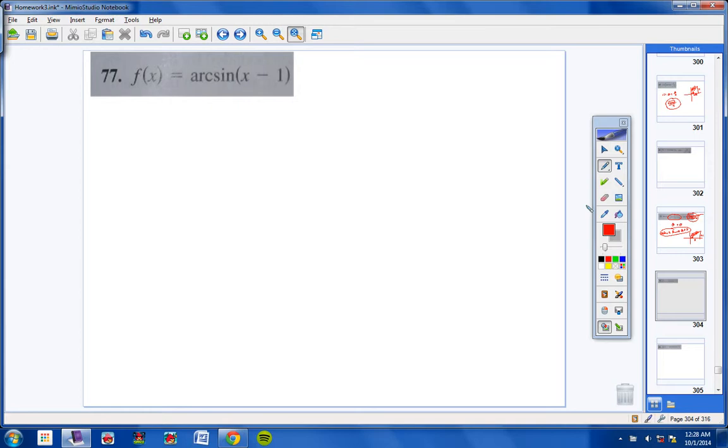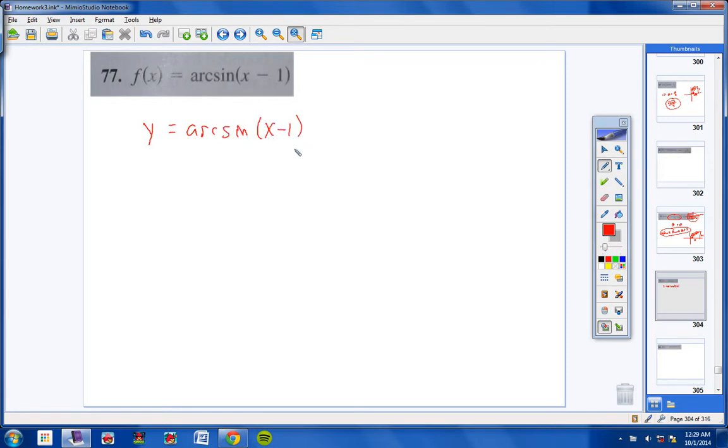First of all, you should know from Algebra 2, it's okay if it makes the problem a little easier to replace your f of x with y. So I'm going to go ahead and put y equals arc sine of x minus 1.